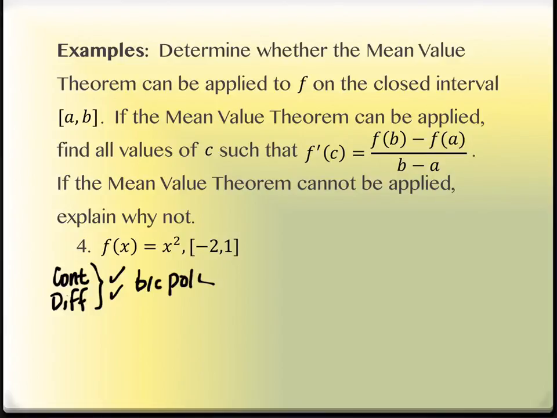Okay, so what in the world does the mean value theorem say is going to happen then? Well, it says that I should be able to find f of b, which would be f of 1, minus f of a, that's f of negative 2, over 1 minus negative 2. Okay, that's the slope between those two points. So we're going to calculate that. So what is f of 1? If I plug 1 in here, what do I get? 1. If I plug negative 2 in here, what do I get?